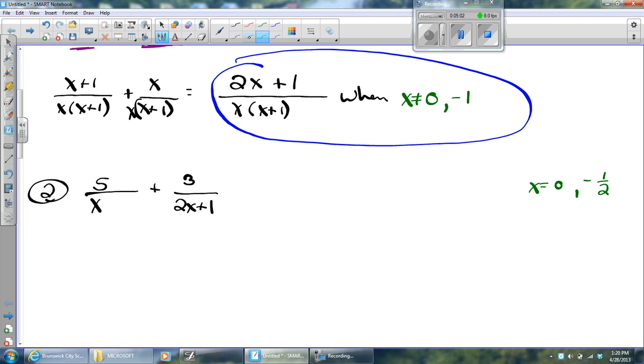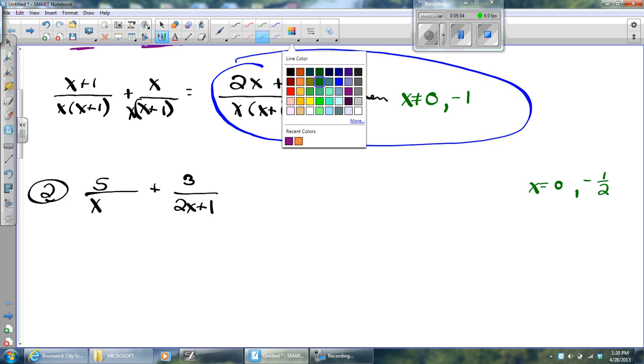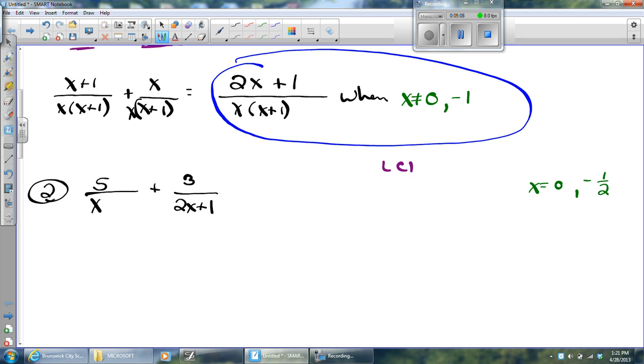Now I go looking for my LCD. To find my LCD, I'm going to consider all the numbers that are going to have to be a part of my common denominator. I'm going to need an x, and then I'm going to need this 2x plus 1 guy. My LCD is going to be that. Remember, that's one number. That's one more than double what x is. If x is 5, then this is 11. One more than twice x.